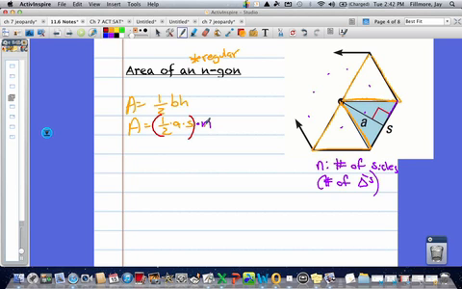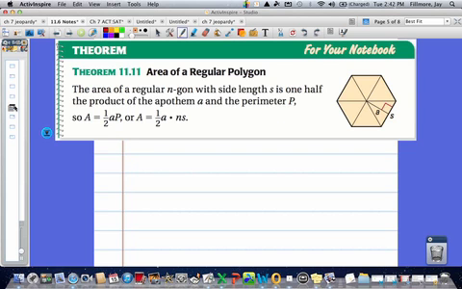Well, using the associative property, if I divide some of this into parentheses, the number of sides times the length of a side, that's really the perimeter. If I have 6 sides and they're each 8 centimeters, I just do 6 times 8 and that's my perimeter. So I'm going to call this the perimeter instead. So the area is really 1/2 times the apothem times the perimeter. And that is our formula. 1/2 times the apothem times the perimeter.